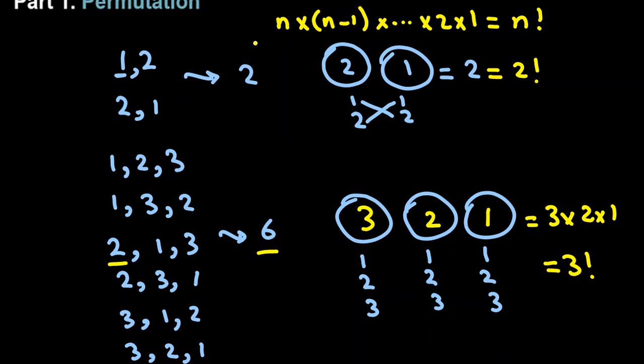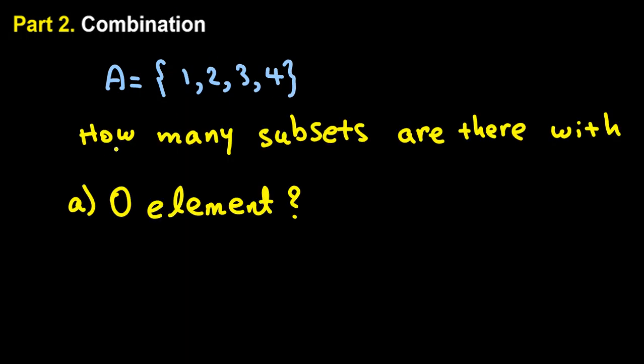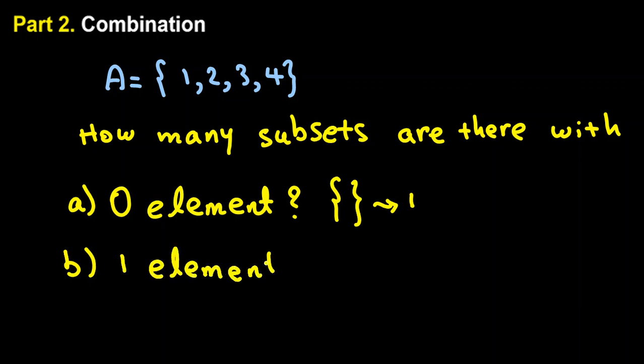Now let's jump into part 2. Part 2 is combination. It means sometimes you have some elements, for example, your main set is 1, 2, 3, 4. Part A: how many subsets are there with 0 elements? It's only 1. Part B: with 1 element. Here it's easy, you can count. I have 1 element only, it can be 1, 2, 3, or 4. So I have 4 cases.